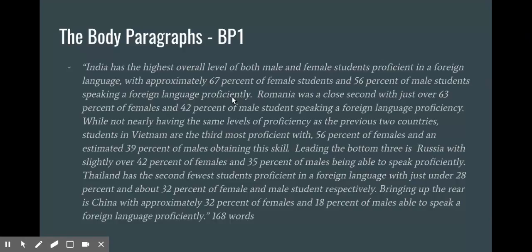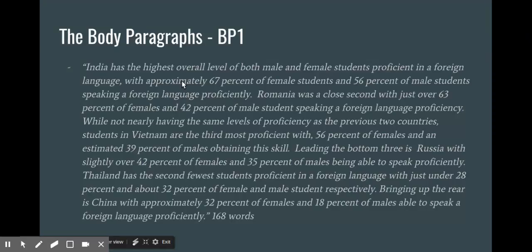All right, so I want to talk about some of the words that I used in this body paragraph. So I started out saying India has the highest overall level. So that's a great indicator. It's a great way to explain to someone how you're going to discuss this. So I'm telling you, India has the highest overall level. That's very clear for the examiner, for your reader, so they know exactly what you're talking about. India has the most.